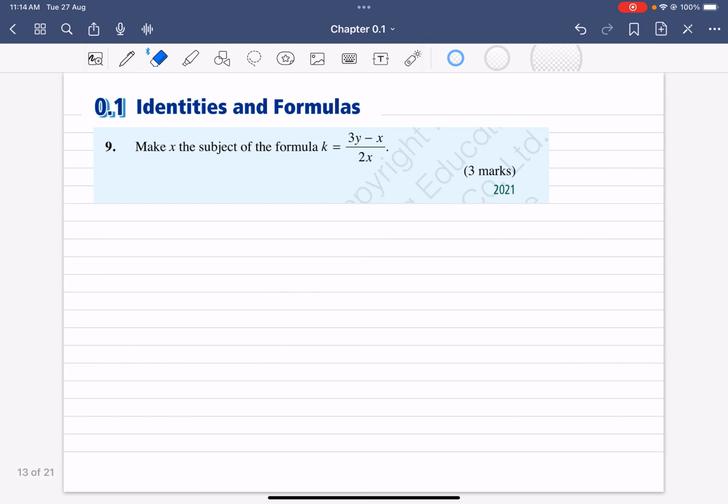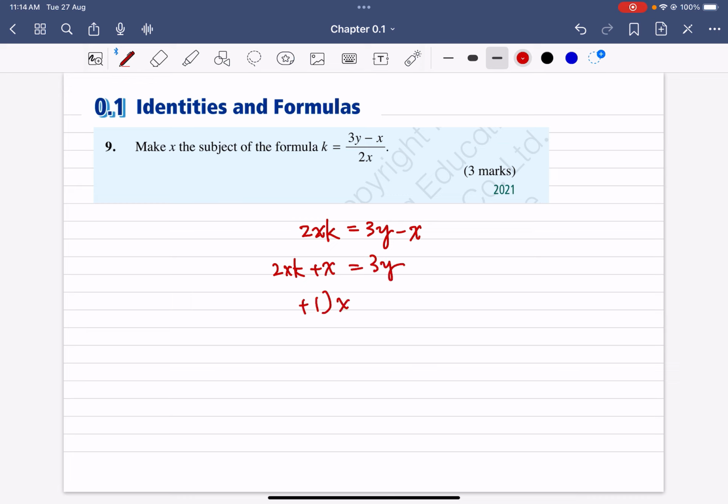So lastly, you have this one. So x as a subject. At the same time, the first step, you try to multiply x like that. So on the left hand side, and then you have to plus x on the left hand side. So right hand side you have 3y, and then x is the common factor. So you take out x and then 2k plus 1. So x equals 3y over 2k plus 1.